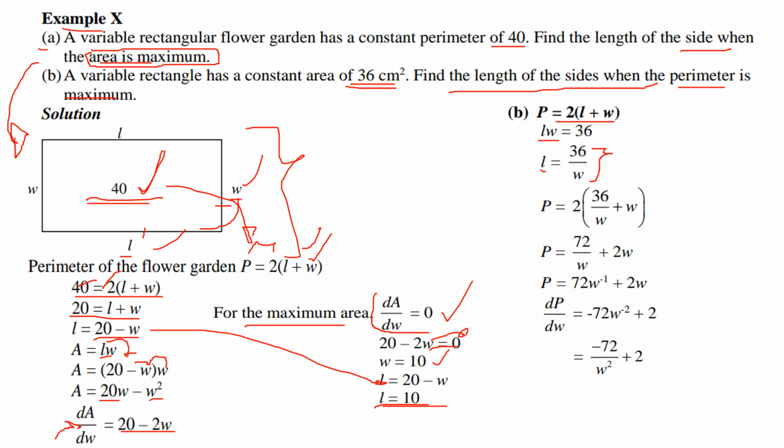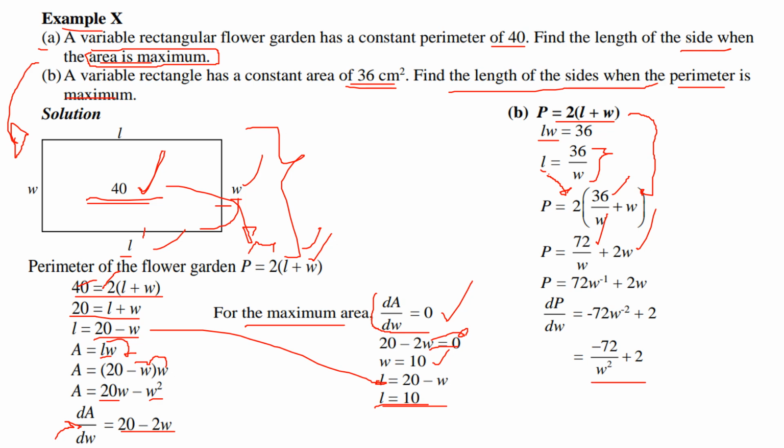So we substitute for expression of L in the standard formula of perimeter, and you're going to end up with P being equal to 2 times 36 over W plus W. So opening the bracket so that you can easily differentiate, you're going to end up with 72 over W plus 2W. Then here we can easily differentiate, and differentiating this with respect to W, you're going to end up with negative 72 divided by W squared and then plus 2.